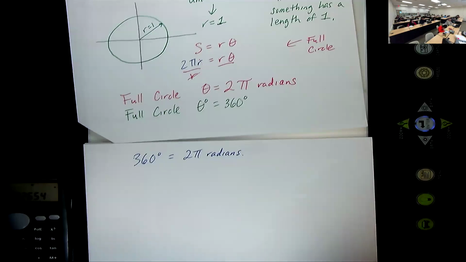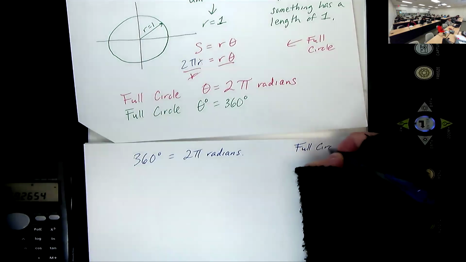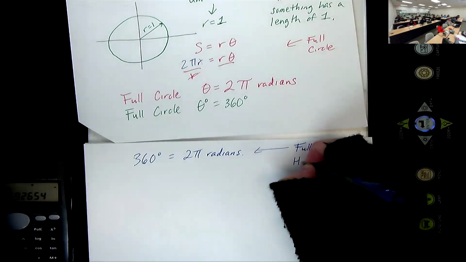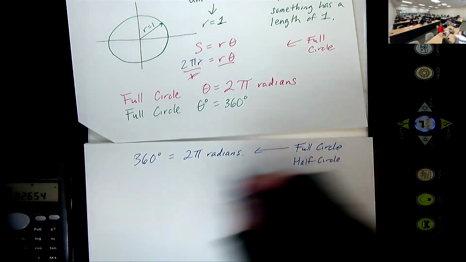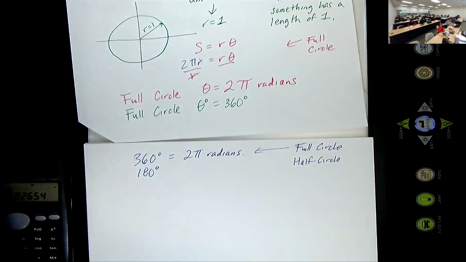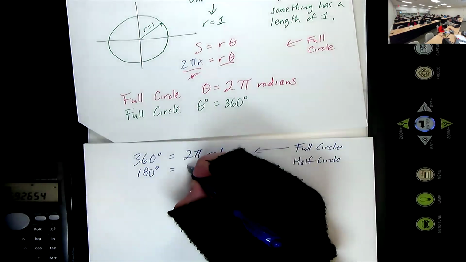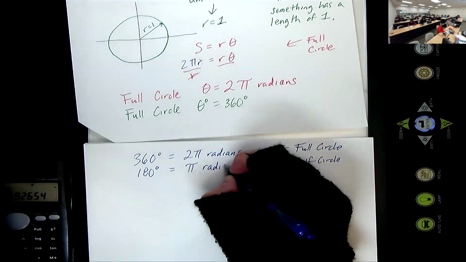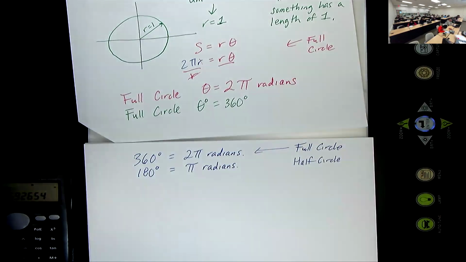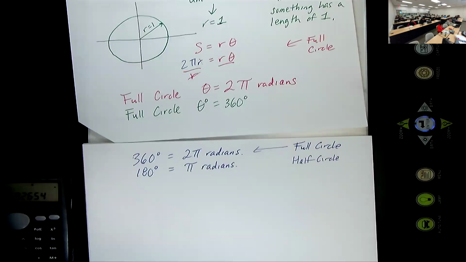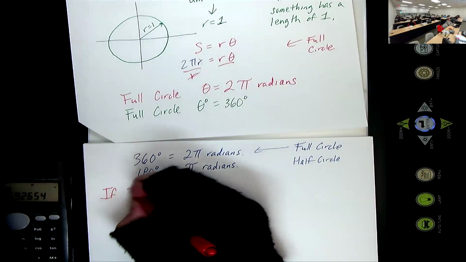A half circle, so that's full circle. Half circle is how much in degrees? It's 180, and we did that by dividing by 2, right? We divide by 2 on the right side, we just get pi radians. So this is the one that is easiest to build off of to get your conversion between radians to degrees, and degrees to radians. If I want to go from degrees to radians.